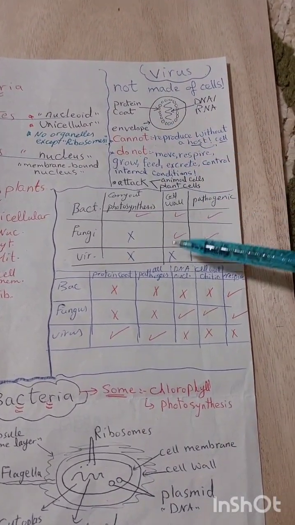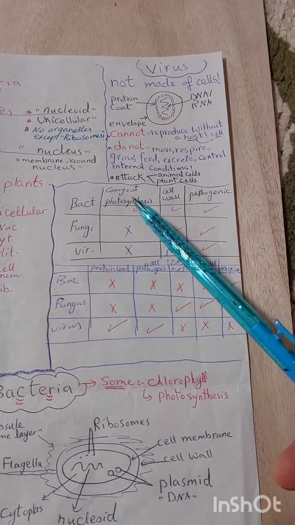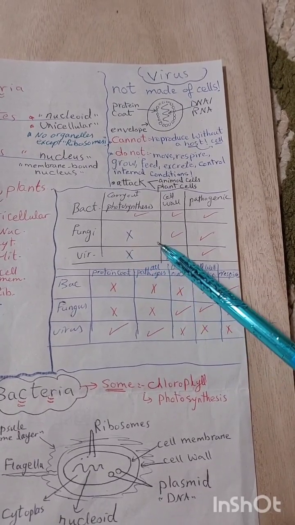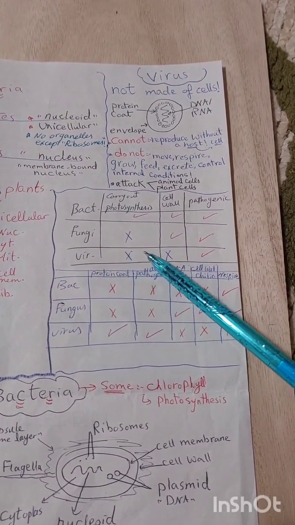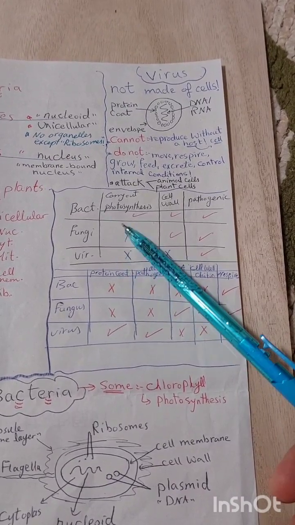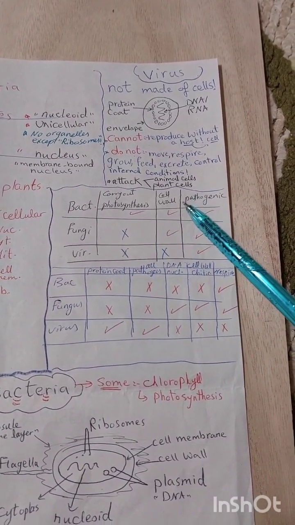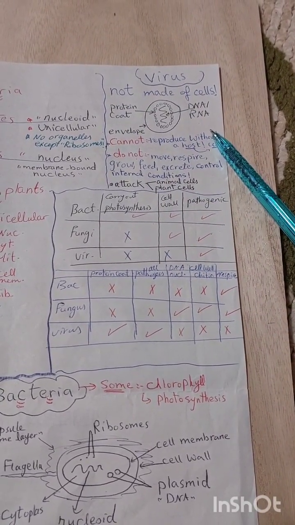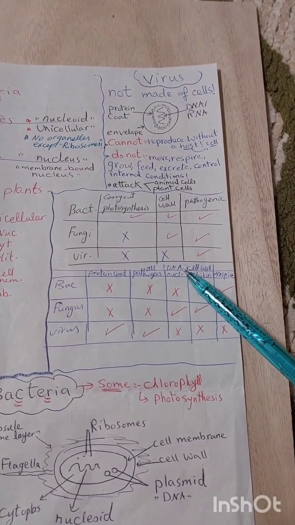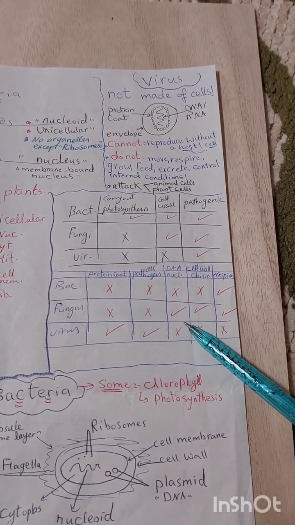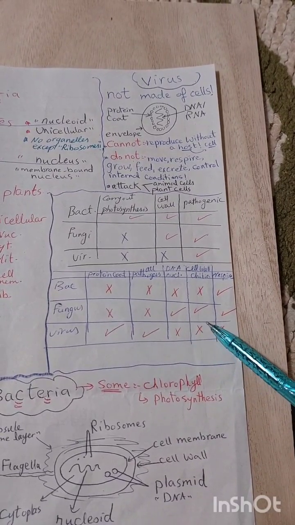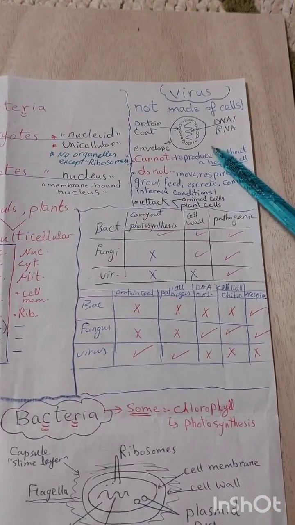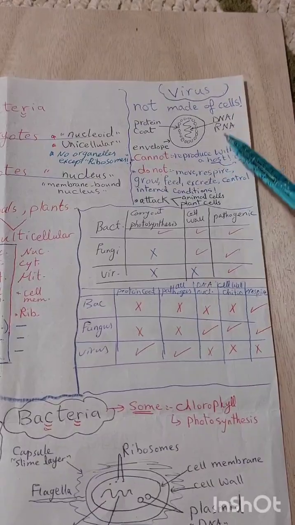Okay, so here in the exam you will find virus carries out photosynthesis. How come? No, because it's not made of cells. No cells, no chloroplast, no chlorophyll, so no photosynthesis. Okay, cell wall, no cell wall. It's not made of cells. Okay, and here also nucleus for virus, no. Cell wall, no. Respire, no. Okay, so I think virus also is very easy to remember.